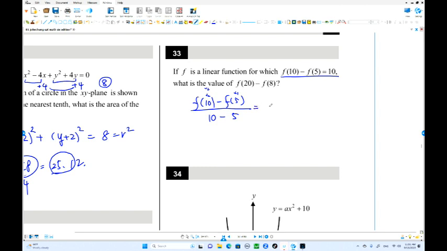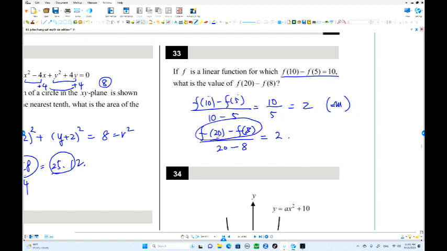What about the other slope? Anyway, so f of 10 minus f of 5, this is 10, right? 10 over 5, that is the slope, 2. That's the slope. Now use the same slope, f of 20 minus f of 8. And 20 minus 8, that's the slope, still should equal 2, right? That is linear. So we're going to find the value of this one. This is what? 12. To find this one, 12 times 2 is what? 24, right? That's the answer.